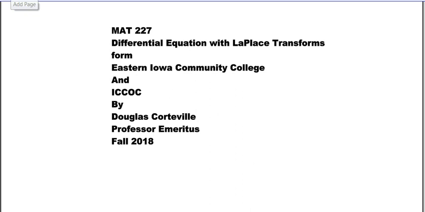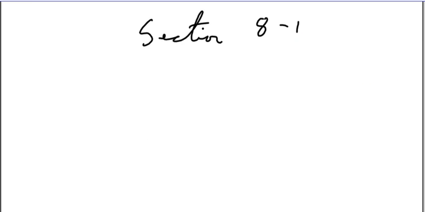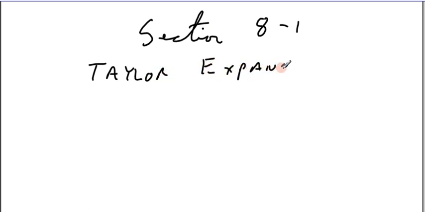We're in section 8-1, and we're doing series approximations of differential equations. So the first thing we're going to look at is something we may remember called a Taylor expansion. And we're going to do it about 0 to make it easy to write.